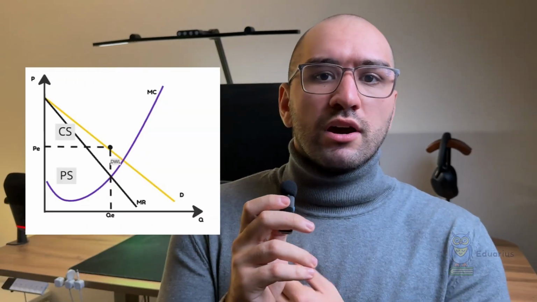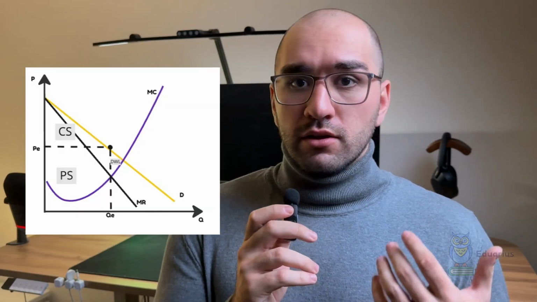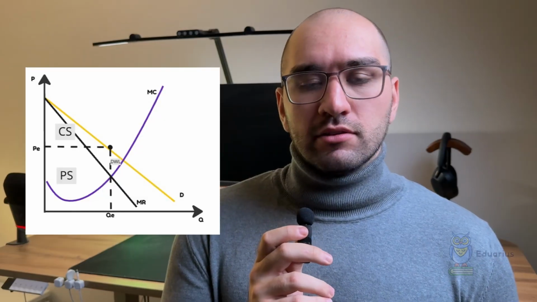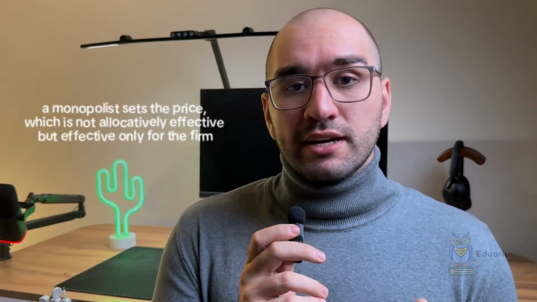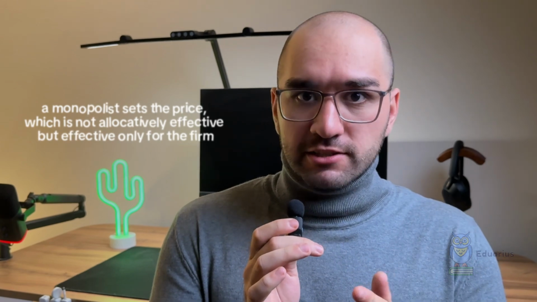But what do you think? Under a monopoly market, are there any consumer, producer surpluses, and probably deadweight loss? Of course, there would be. So here on the graph, we can see that the upper triangle is consumer surplus, the lower part is producer surplus, and the right side triangle is deadweight loss. What do you think? There is a deadweight loss in a monopoly. Why? The answer is that a monopolist sets the price which is not allocatively efficient, but effective for the firm.